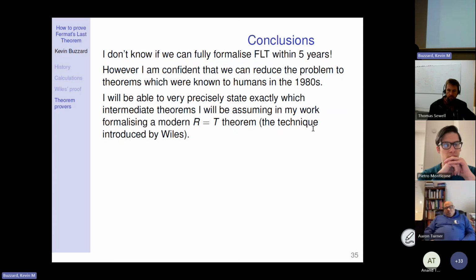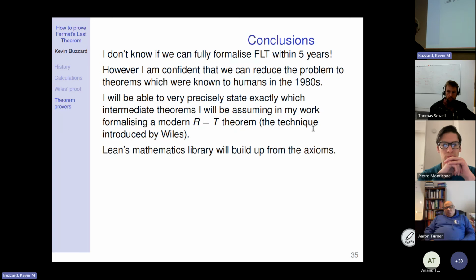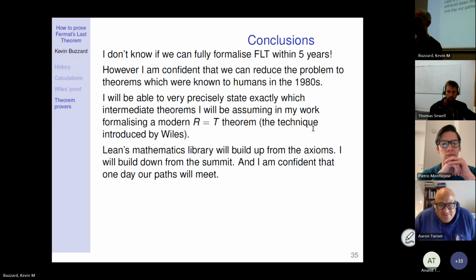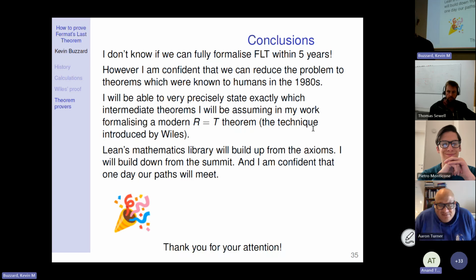A reduction of the theorem to facts known, very complicated facts that were known in the 1980s, but which have all been formally stated. And then, of course, the people working on Lean's maths library are going to be working up from the axioms, and I'll build down from the top. And then at some point, possibly within 5 years, but very possibly not, our paths will meet. And we'll be done. And that's it.